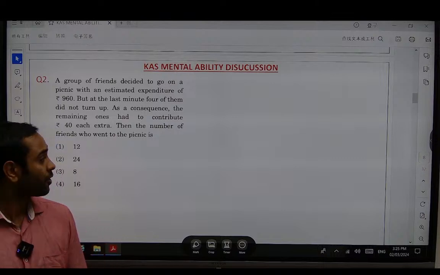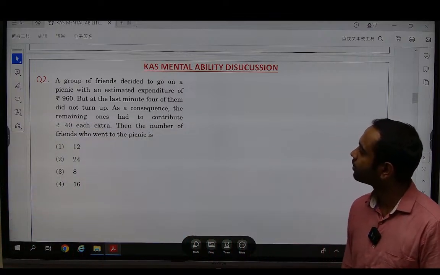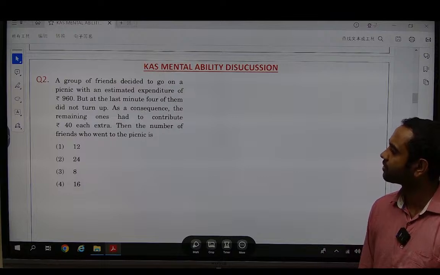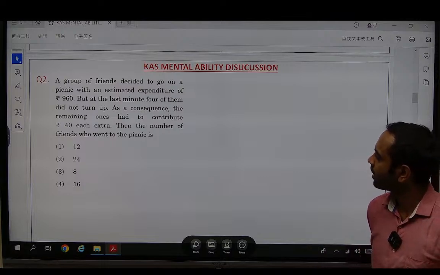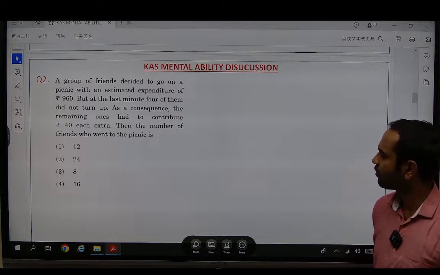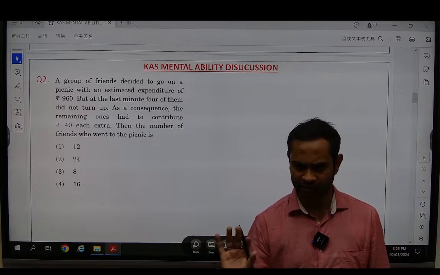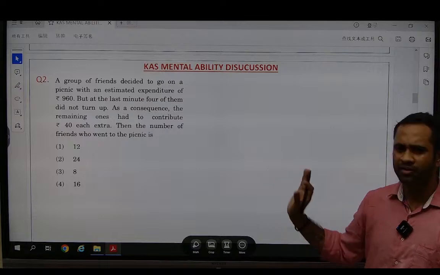Okay, fine. So a group of friends decided to go on a picnic with estimated expenditure of rupees 960. But at last minute, 4 of them did not turn up. As a consequence, the remaining ones had to contribute rupees 40 each extra than the number of friends who went to the picnic. See, as I can understand, everyone understands English, right? So the question is nothing but in English.